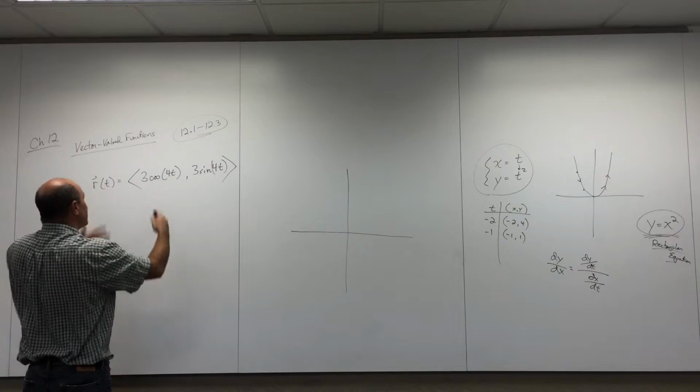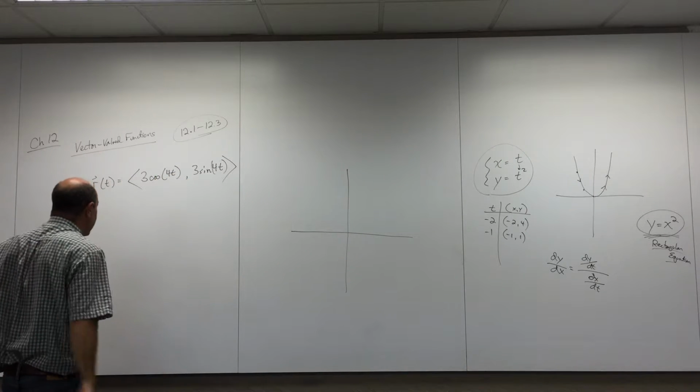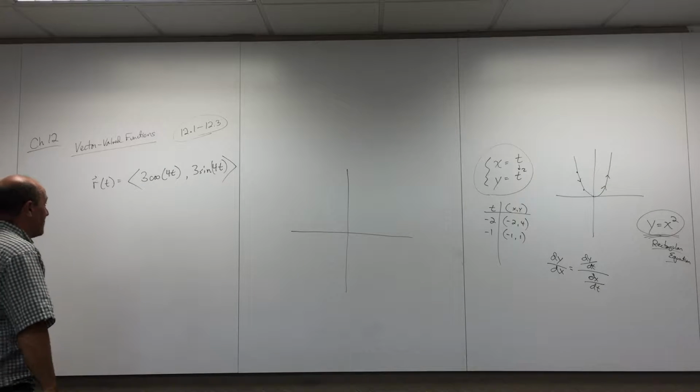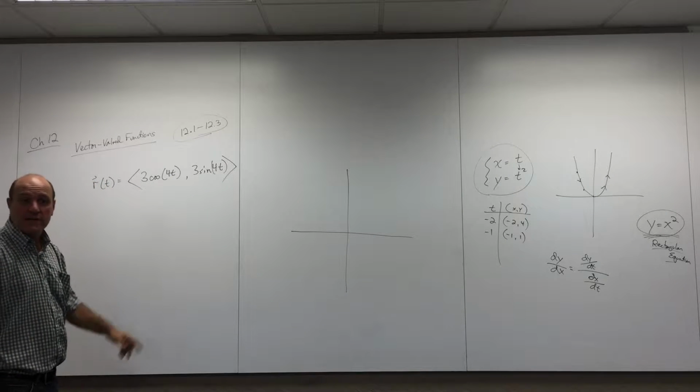Do you want to guess? X is cosine, Y is sine. Does that make you think of anything? Circle. Yeah, it is. It's a circle, radius 3, actually.